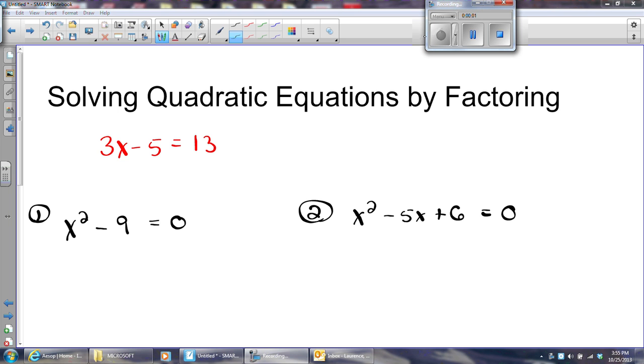Hi there, honors algebra students, or all algebra students. Sorry about that. Today we're going to talk about solving quadratic equations by factoring.